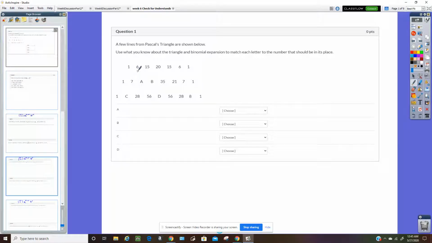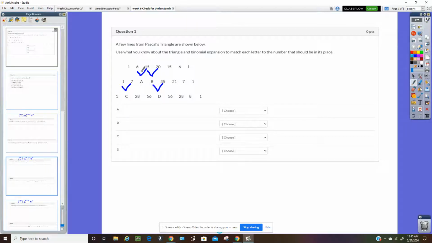To find A, you're going to add these two numbers together here. To find B, you're going to add these two together. To find C, add these two. And to find D, you're going to have to find B first, and then whatever B is added to 35 is D.